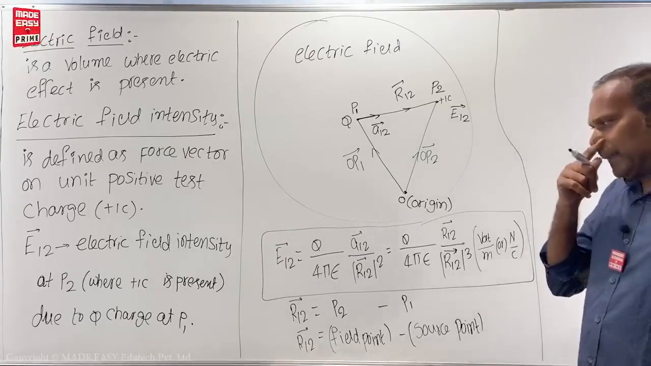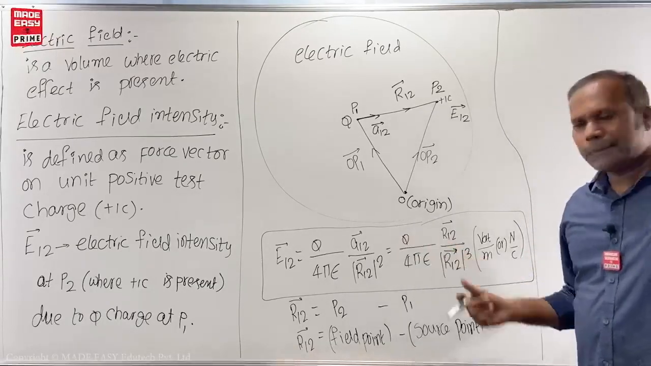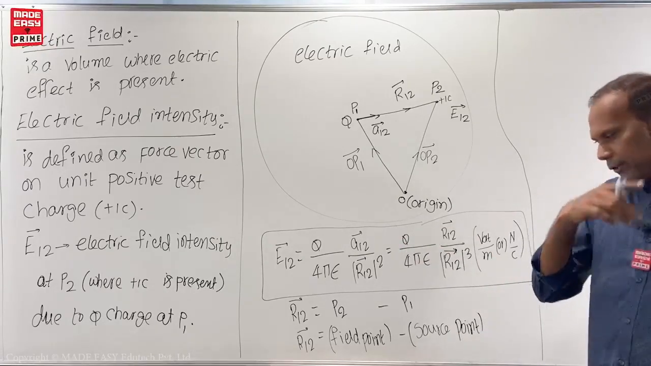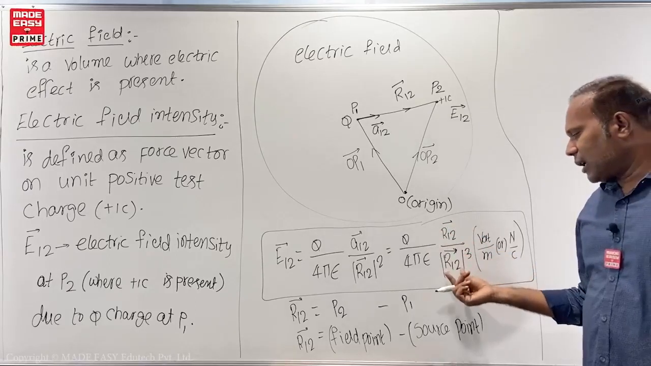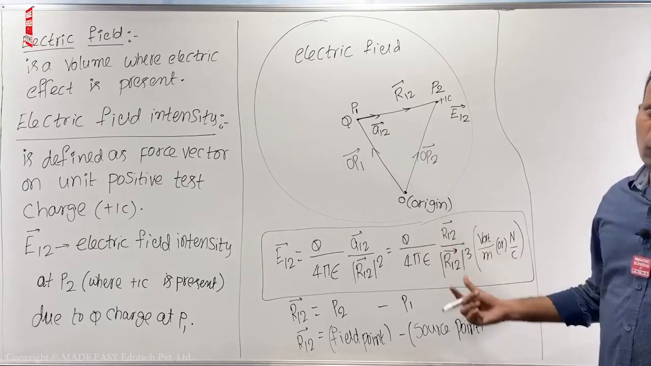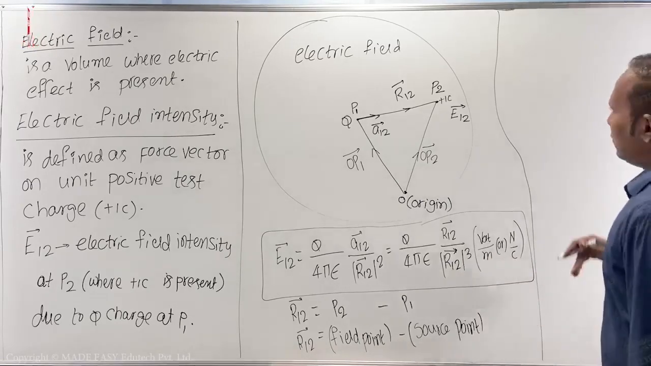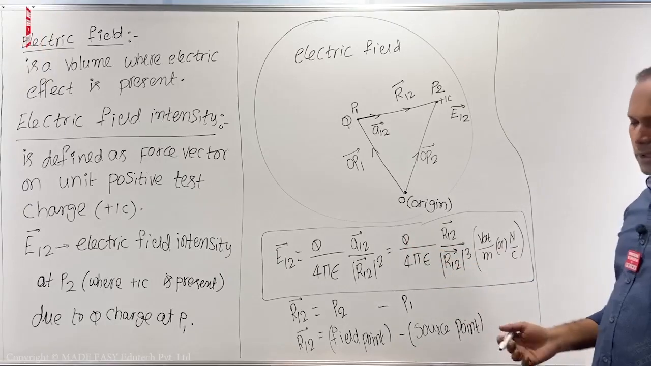So how to find electric field intensity due to point charge? If there is a positive charge, put positive charge here. If there is a negative charge, then put negative value here. Then find R12 bar, write R12 bar here, then divided by R12 bar magnitude whole cube. This is the formula. Now, actually, E21 bar means minus of E12 bar. No need to discuss that.